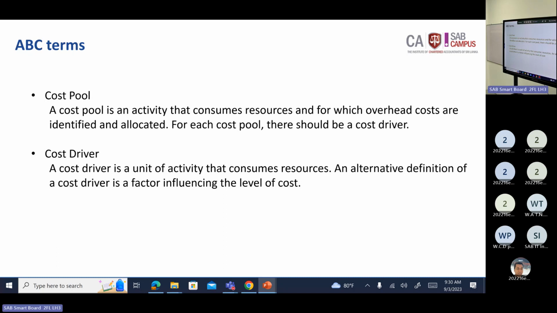So for the costing purpose, we should be able to relate an activity for that. They can actually have many sub activities, right? But you identify one main broad activity where you can allocate the cost and identify it separately. Then for each cost pool, there should be a cost driver. Cost driver is a unit of activity that measures, that consumes the resources.